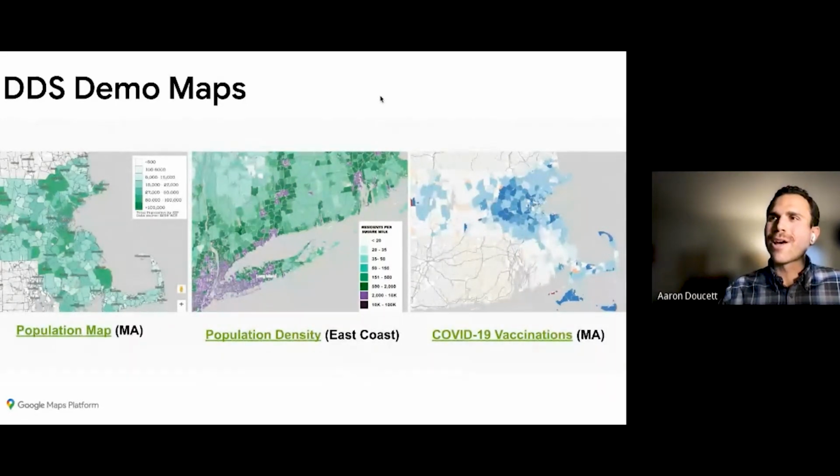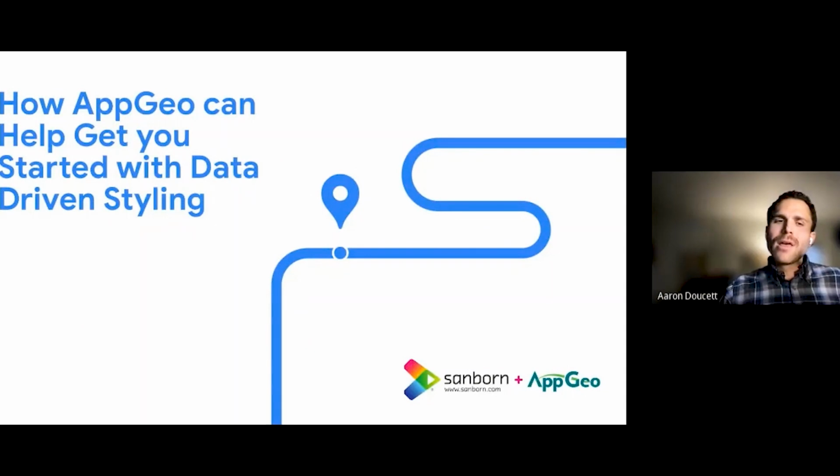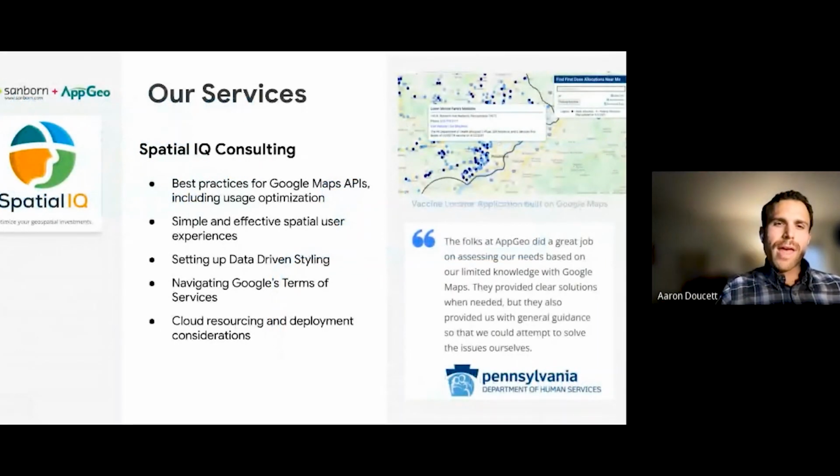And there are tons more that we won't have time to go into today. So I just want to wrap up really briefly with how AppGeo can help get you started with these new features. We're no stranger to helping our clients and organizations across the country take full advantage of Google Maps platform. And that's why we created the Spatial IQ Consulting program. This is something that provides access for your development teams to our experts to get the best advice pertaining to implementing the platform, choosing the APIs, optimizing your usage.